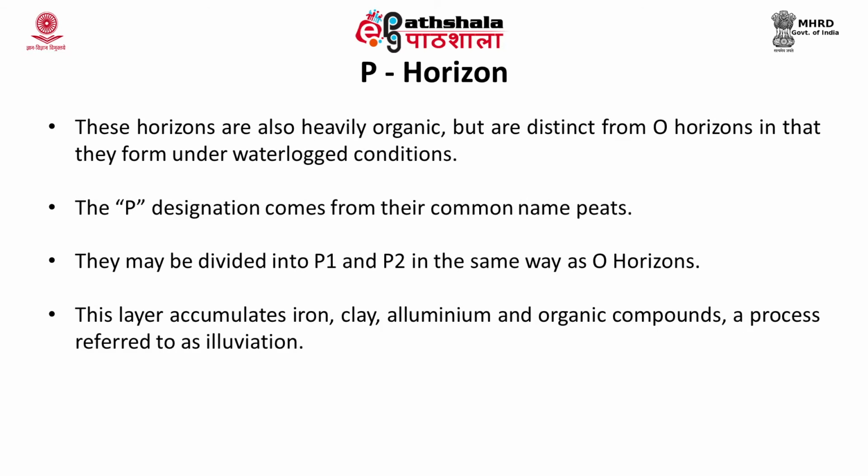Other horizon is P horizon. These horizons are also heavily organic but are distinct from O horizons in that they form under waterlogged conditions only. The P designation comes from their common name, peats. They may be divided into P1 and P2 in the same way as O horizon is being divided. This layer accumulates iron, clay, aluminum and organic compounds, a process referred to as eluviation.